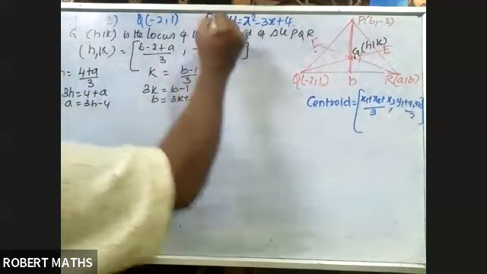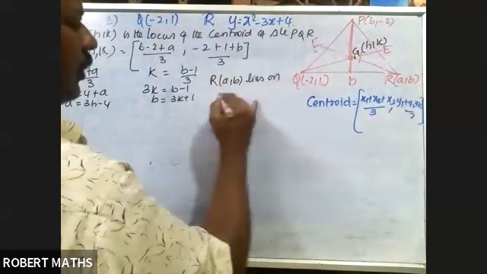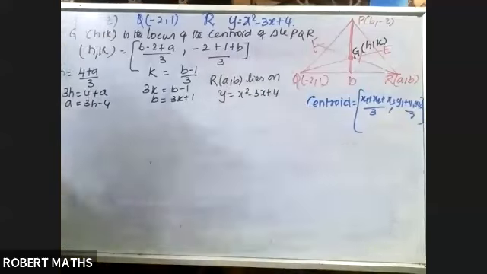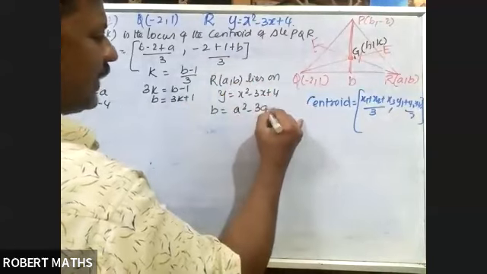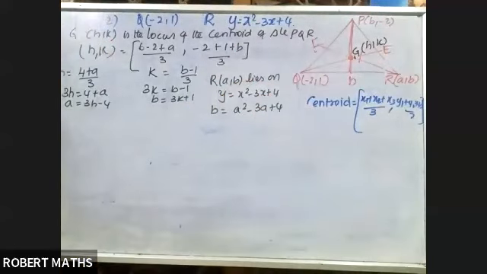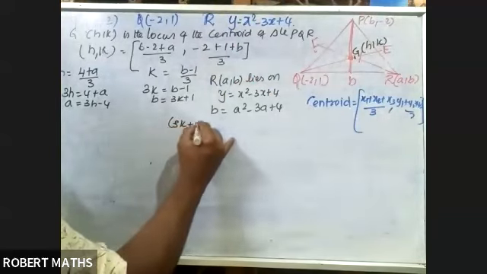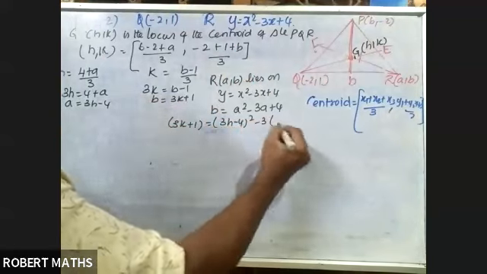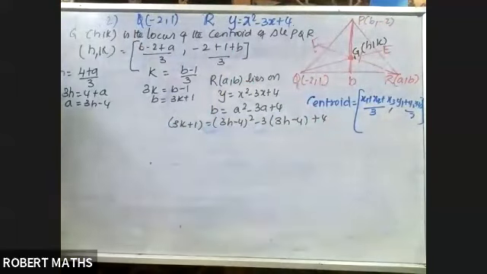It is given that R of a comma b lies on y is equal to x square minus 3x plus 4. அப்ப y க்கு பதிலா b போடலாம். b is equal to a square minus 3a plus 4. This is the value of b. அப்ப b க்கு தெரிஞ்சிச்சா? b நான் கண்டுபிடிச்சு வச்சிருக்கேன். And a வந்து 3h minus 4. a உடைய வேல்யூ என்ன கண்டுபிடிச்சிருக்கேன்? 3h minus 4, in terms of h and k வருது பாருங்க.